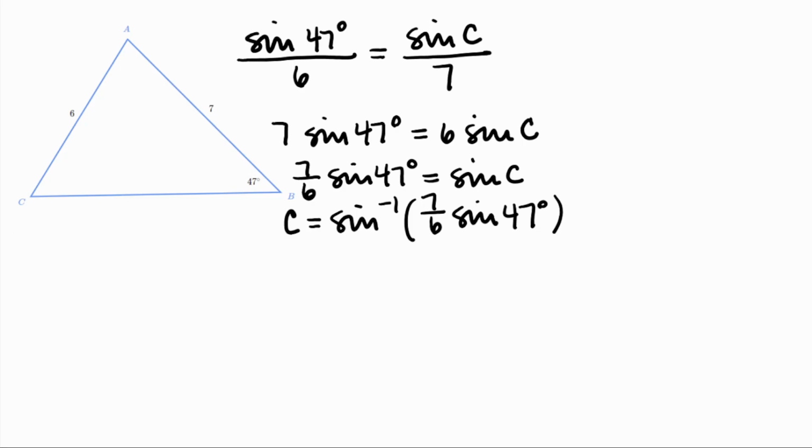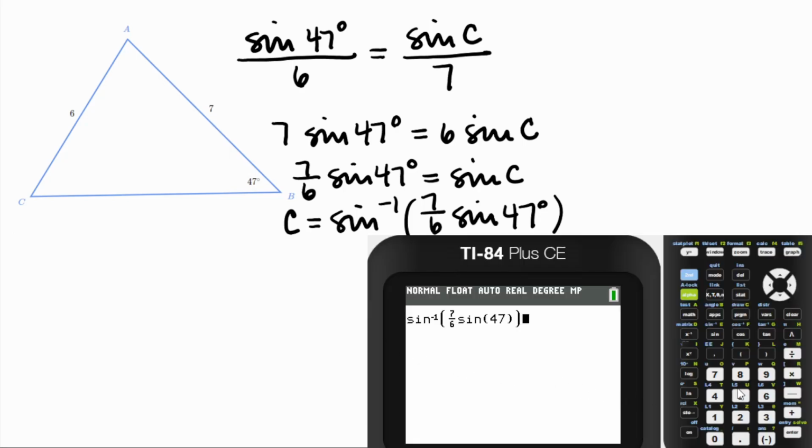Okay, and that's something I can run through the calculator. You can find 7/6 of the sine of 47 first if you want. Actually, it's the exact same thing. We go to the calculator, type it in just like you see it, let it go, and say that's going to be 58.566 degrees.